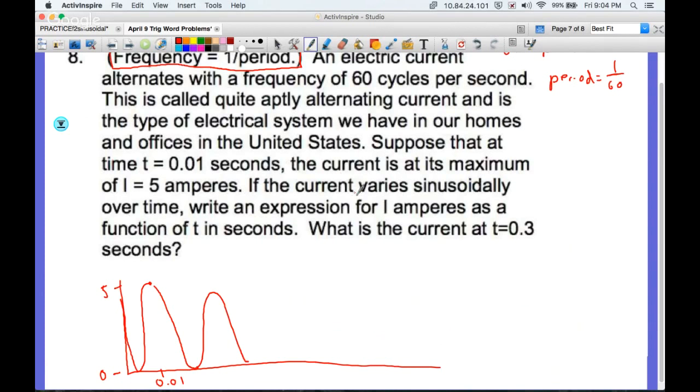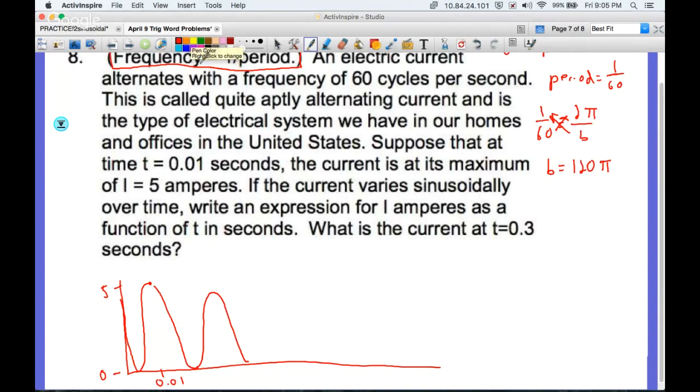If the current varies sinusoidally over time, write an expression for I amperes as a function of t in seconds, and then we're going to figure out the current at t equals 0.03. So let's see what I've got to do. The period is 1 over 60. I've got to find my b value. Period is equal to 2 pi over b. I'm going to cross multiply here to get that b is equal to 120 pi.